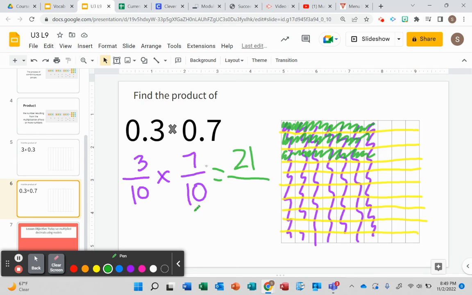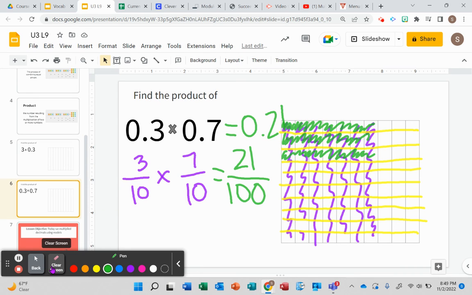But because I split up my 10 pieces into 10 more pieces, I now have 100 pieces. So now I have 21 hundredths. This is how we write it as a fraction. If we were to rewrite this as a decimal, it would be 0.21 because it is 21 hundredths.